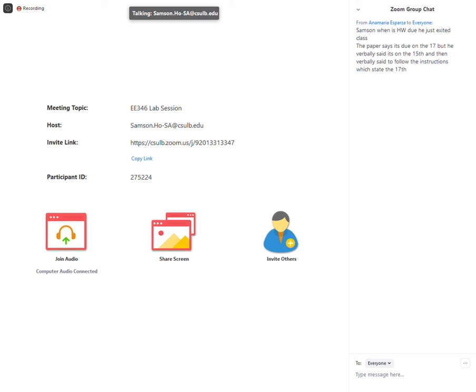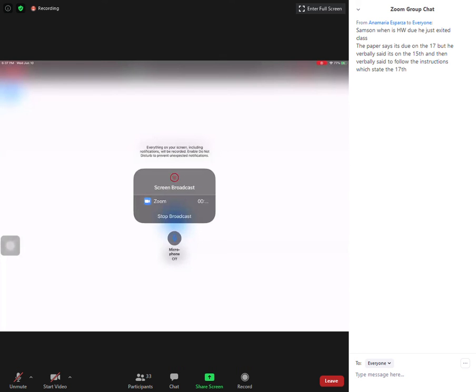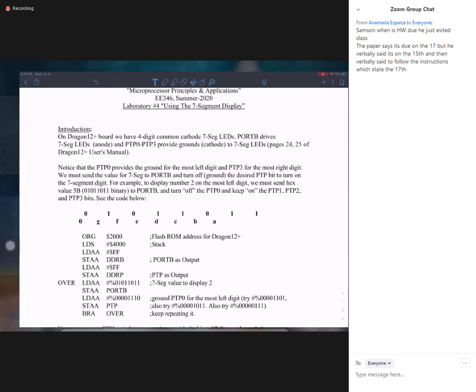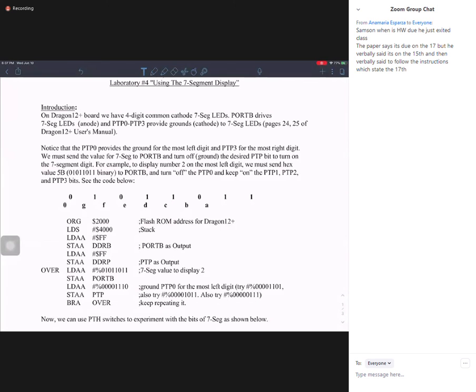Okay, so that's a brief introduction about the hardware, and now let's jump back to the lab manual to see what exactly we're going to do today. Looking back here, it says the introduction gives you a brief idea of what port is controlling the 7-segment LED. And it says to notice that PTP0 provides ground for the most left digit, and PTP3 is for the most right digit.